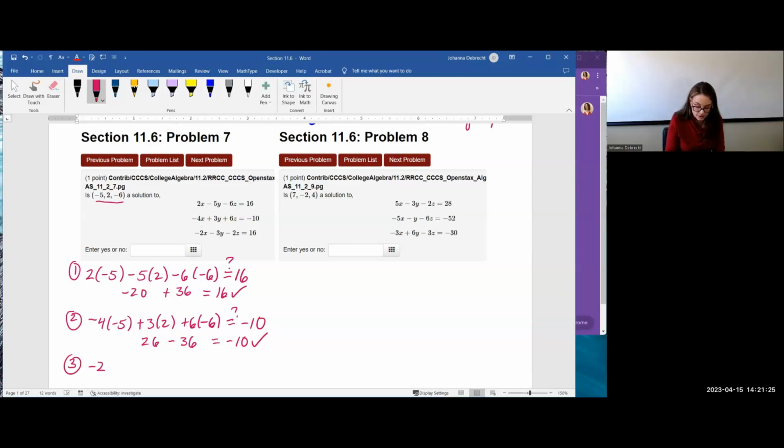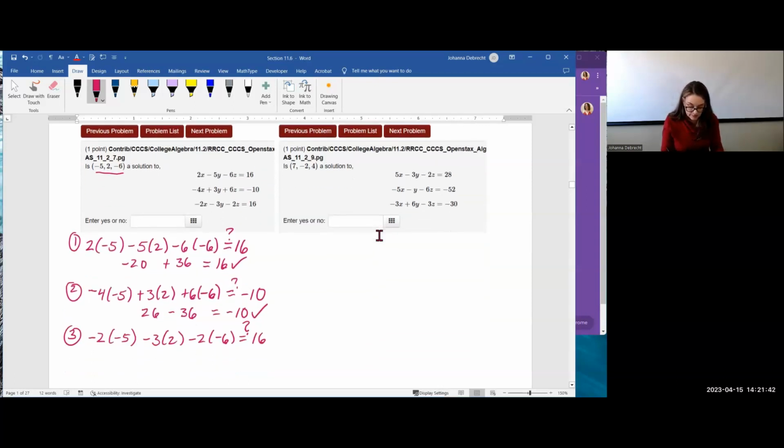So plugging it into the last one, I have -2 times -5 minus 3 times 2 minus 2 times -6. Does that equal 16? So this is my question. And this would give me 10 minus 6, which is 4, plus 12, which is 16. Yes, it is. So it is a solution to the system.